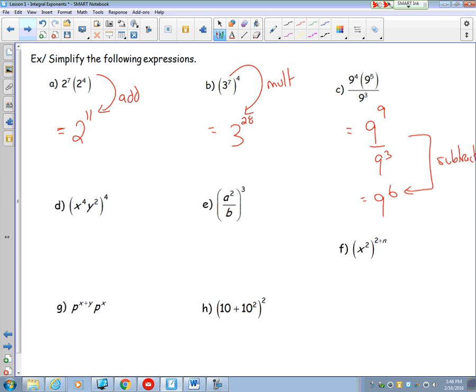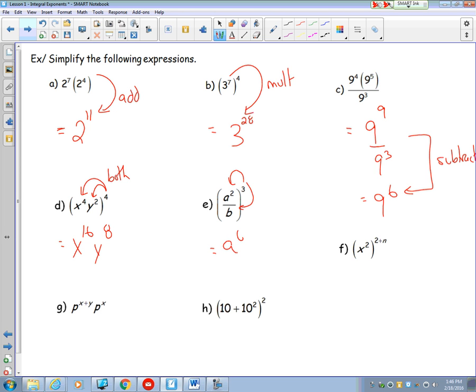Okay, take a look at the next one, letter D. X to the 4 times y to the 2, all to the power of 4. This is the power of a power. Now it's got to be applied on both parts, because it needs to apply to everything inside that bracket. So I'll end up with x to the power of, well, remember power multiplying, so x to the 16 and y to the 8. Apply it to both parts and make sure you're multiplying. Okay, E is the same idea. I got to apply it to everything inside the brackets, and I'm multiplying.